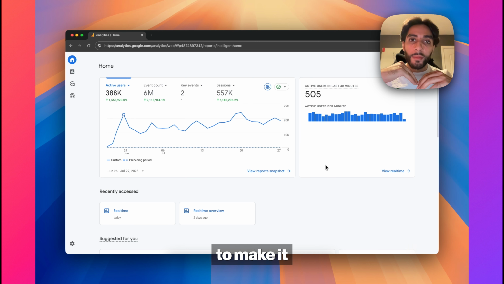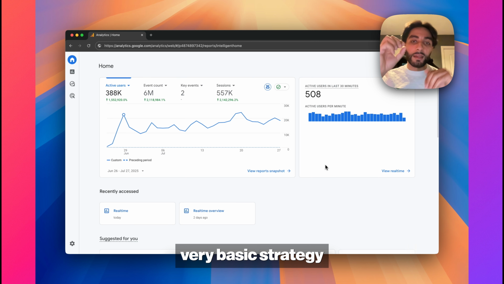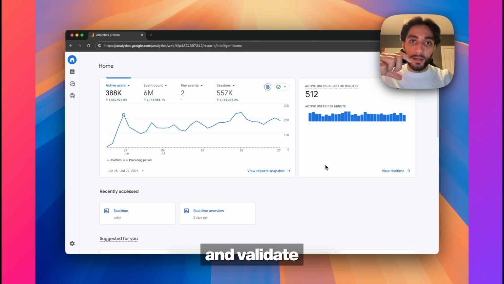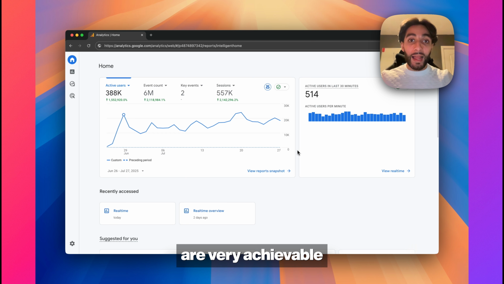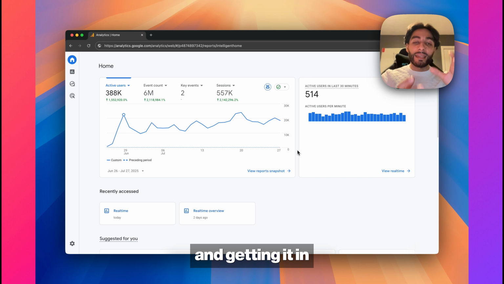Before I end this section, I just want to make it super clear. I don't have some type of special gift, or I'm not super lucky when it comes to this type of stuff. I simply use a very, very basic strategy to go ahead and validate my idea. And these types of results are very achievable if you take the right approach to creating products and getting it in front of the right people.